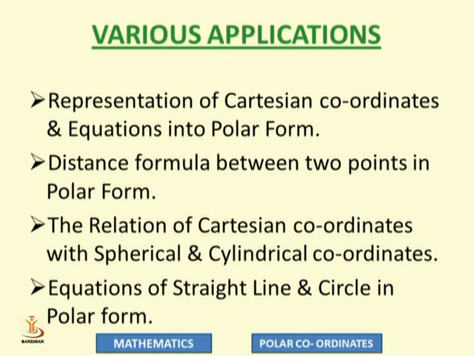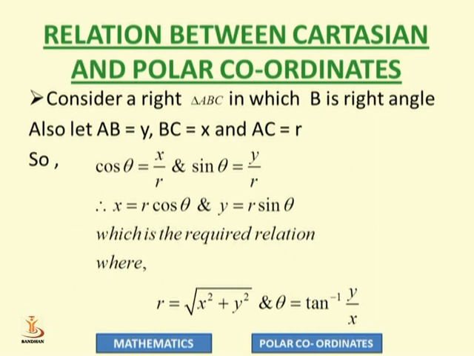As a part of polar coordinates, we have various applications in mathematics, like representation of polar coordinates and equations in polar form, representation of a straight line or a circle in polar form, the distance between 2 points in polar form, and the relationship of Cartesian coordinates with the 3-dimensional spherical and cylindrical points. So, as a part of applications, we begin our lecture with the relationship between Cartesian and polar coordinates.